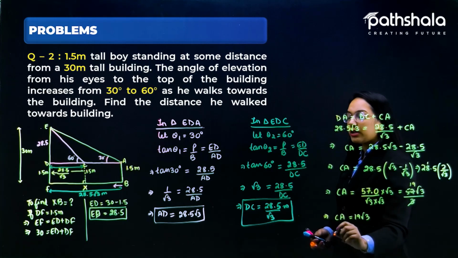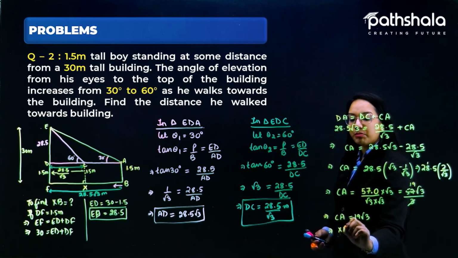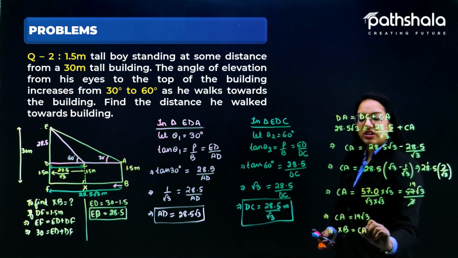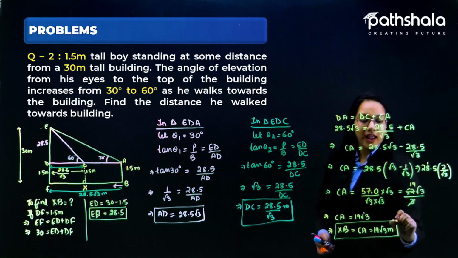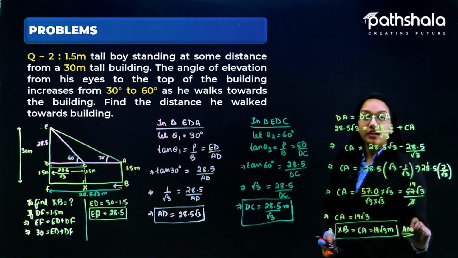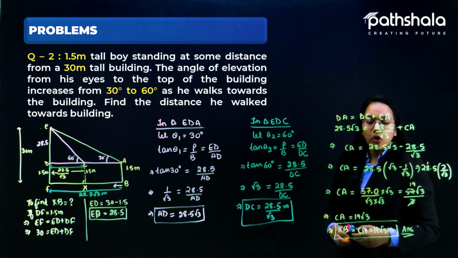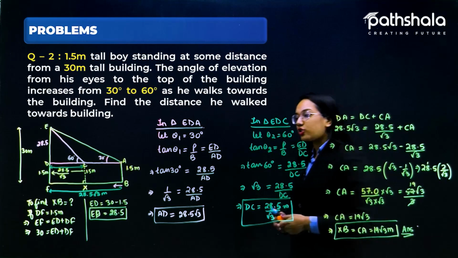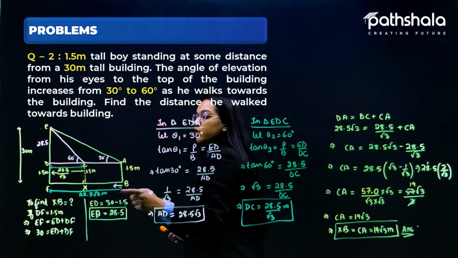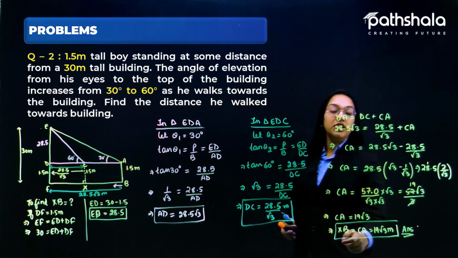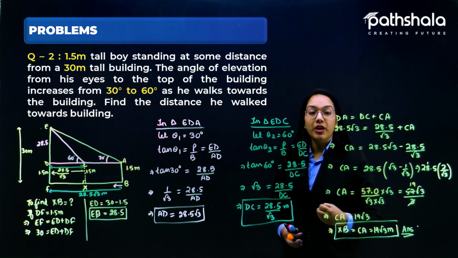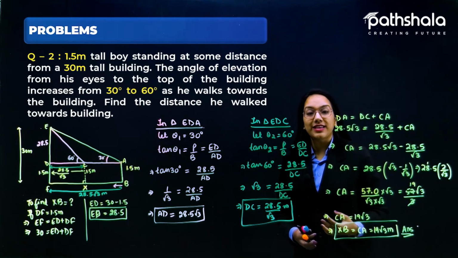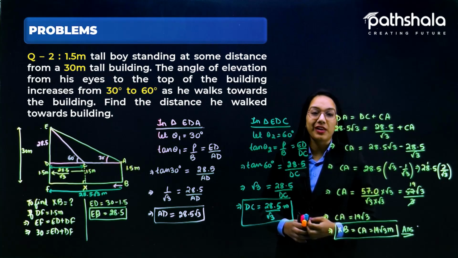And if CA is 19 root 3, it implies that XB is also equal to CA, which is 19 root 3 meters. So at the end we have calculated the distance he walked towards the building. The distance he actually walked towards the building, which is XB, is 19 root 3 meters, using the concept of trigonometric angles and the angle of elevation as well. So this is all about question number 2.